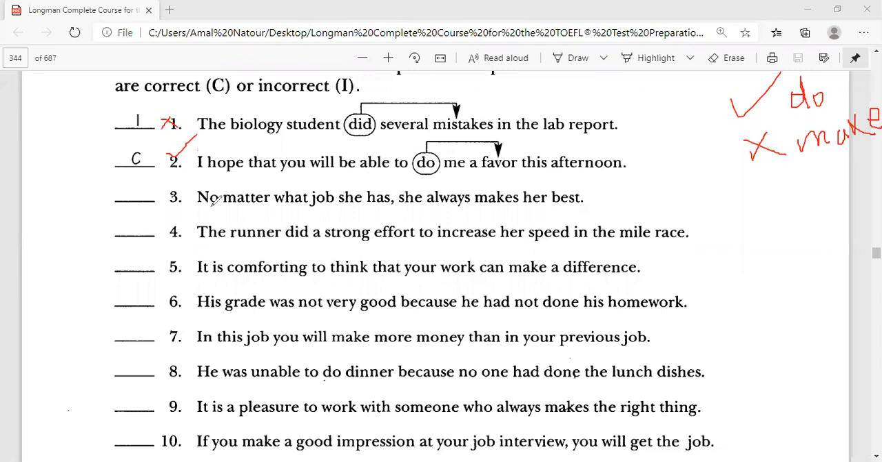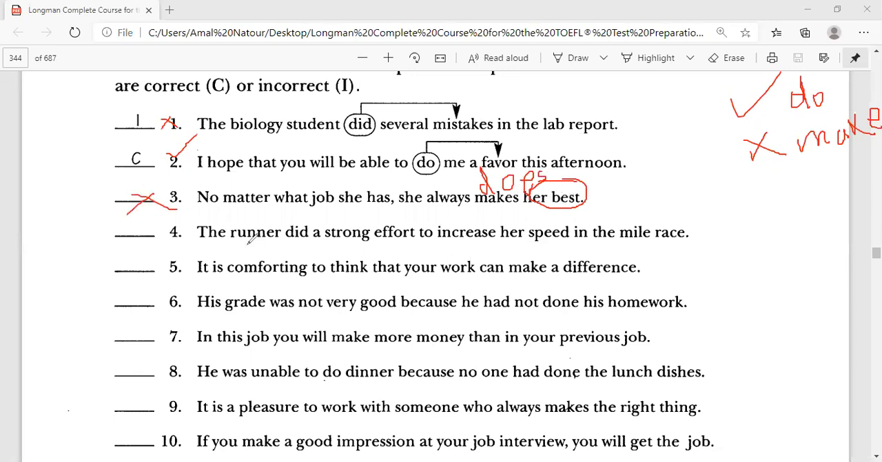Number 3, no matter what job she has, she always makes her best. I've said that if you do your best, okay, you are not doing something that needs creativity. So with best, I have to use she does her best. Okay, then this is wrong. I have to say she always does her best.